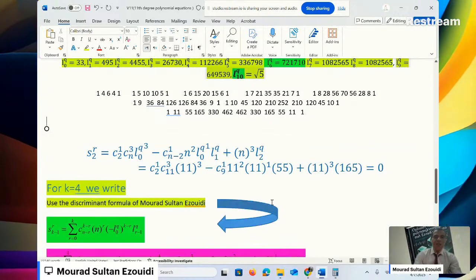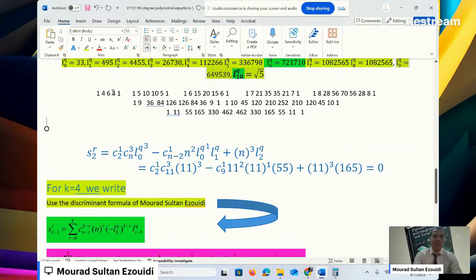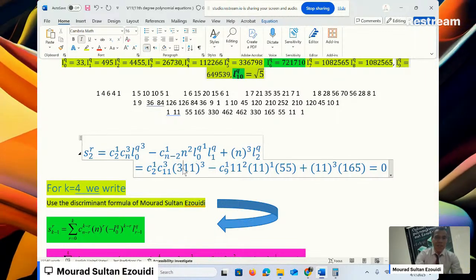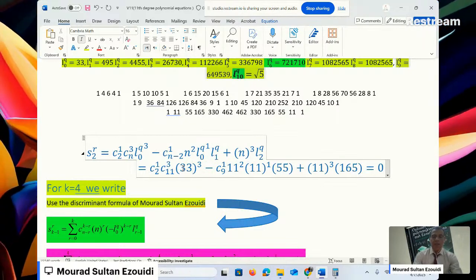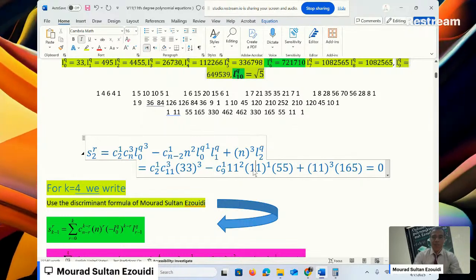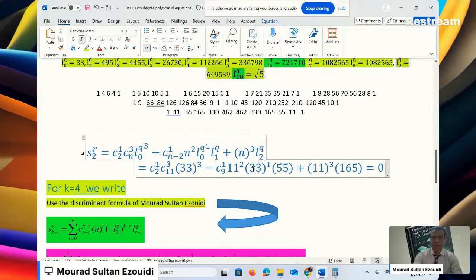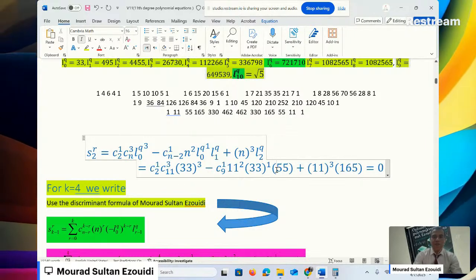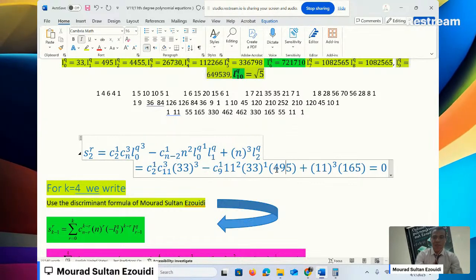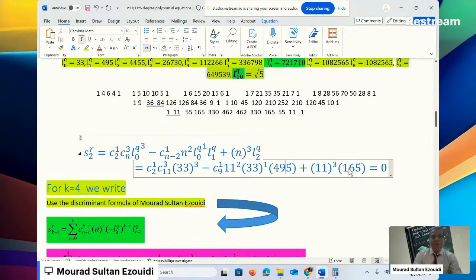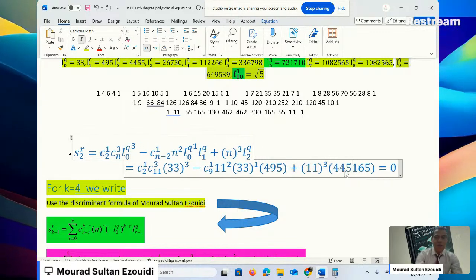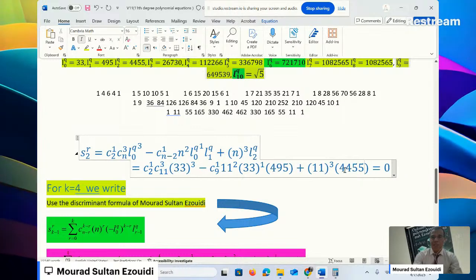Now I will substitute. You see, L0 is 33, so I change this one to 33. This is 931 times 11 squared times 33 times L1, my kids, which is 495, plus 11 cubed times 4,455. This one, my kids, has to be equal to 0.